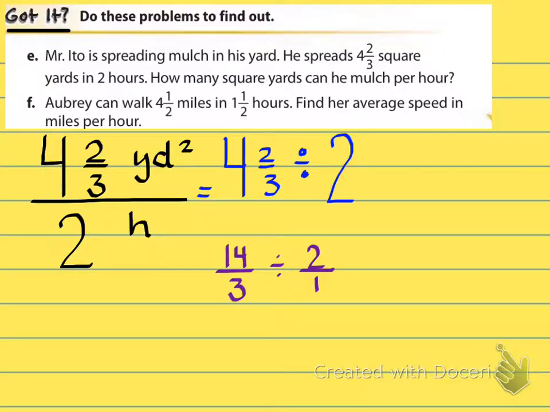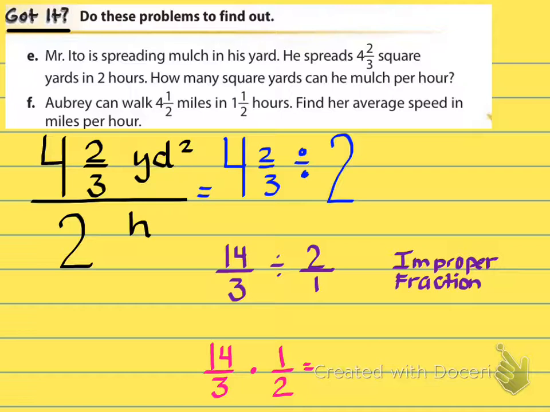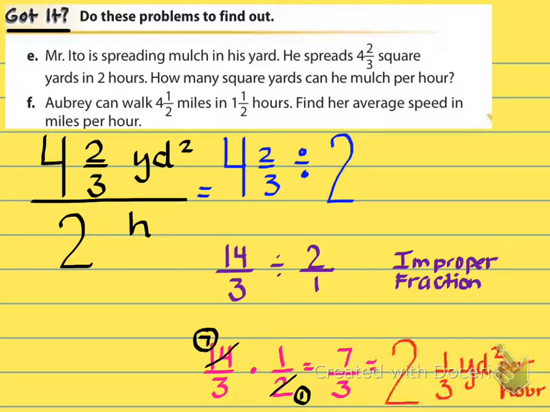And then in the next step, you're going to keep, flip, change. So you should have come up with 14/3 times 1/2. And then you're going to cross simplify. Then you get 7 over 3, or 7/3, that you need to turn into a mixed number. And then you get your final answer, which is 2 1/3 square yards per hour. So that's how you're going to express that as a unit rate.